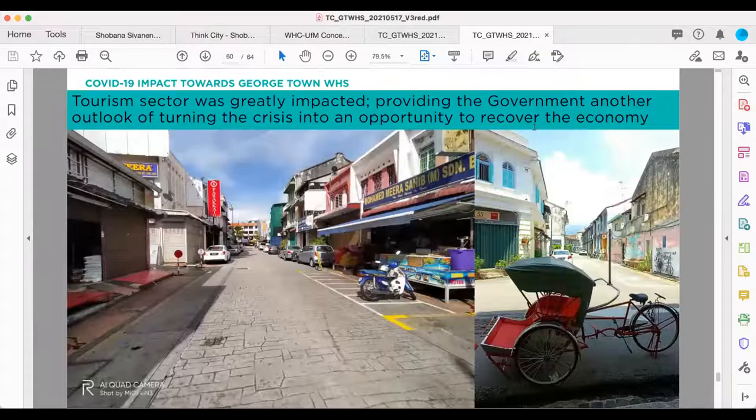As has been said earlier, the tourism sector was greatly impacted by the decline of travel. And by the time travel comes back in a bigger way, probably in 2023, what would be the impact, and will a lot of these buildings and properties that have been restored be able to sustain and ride the down cycle that has been seen?